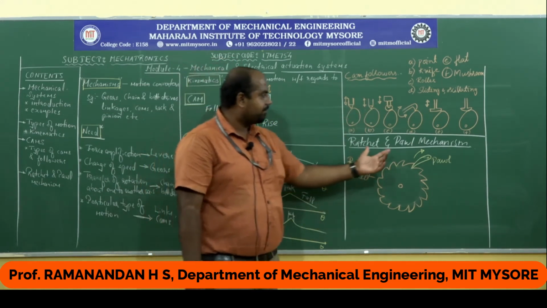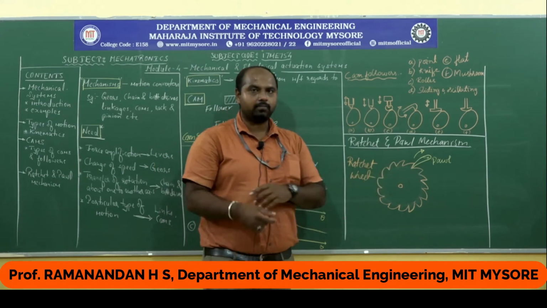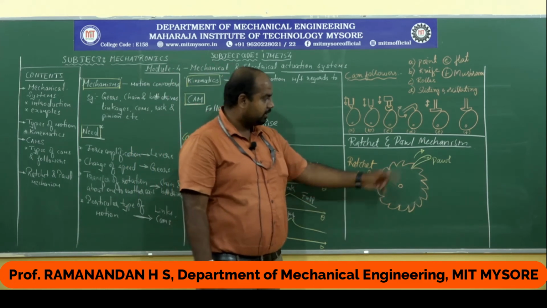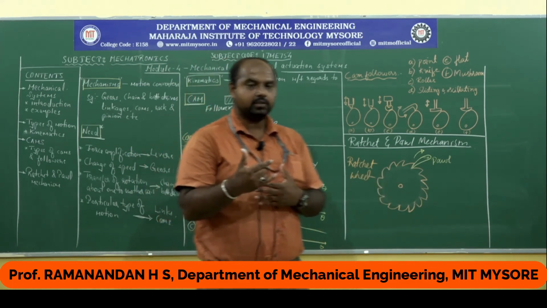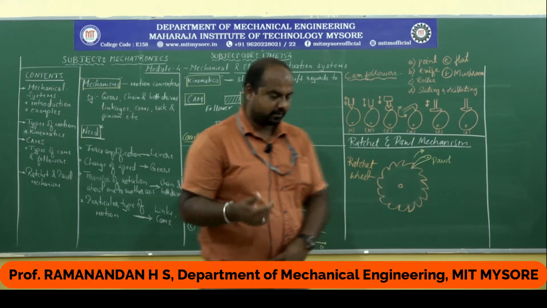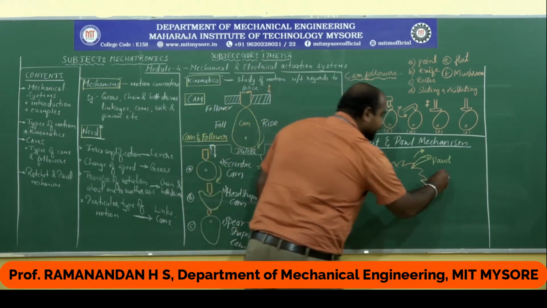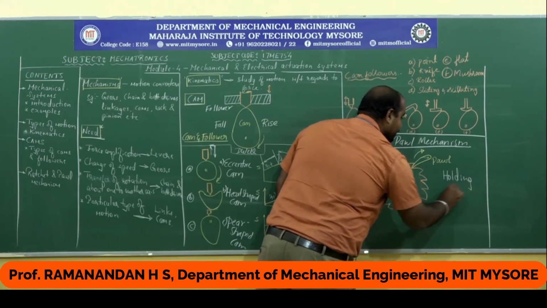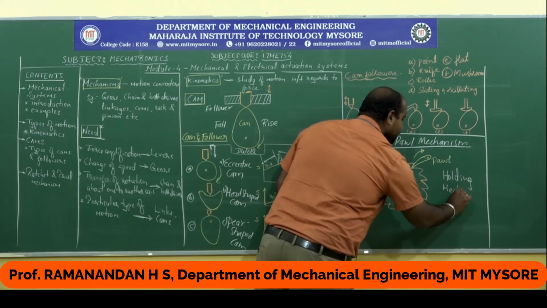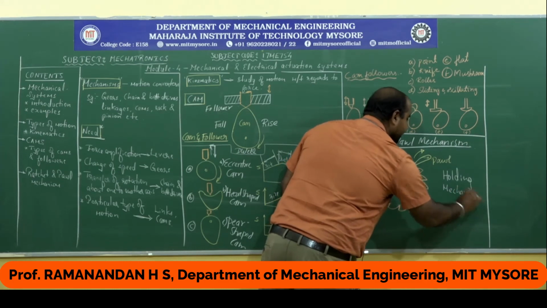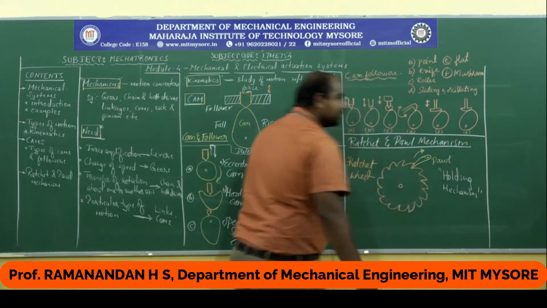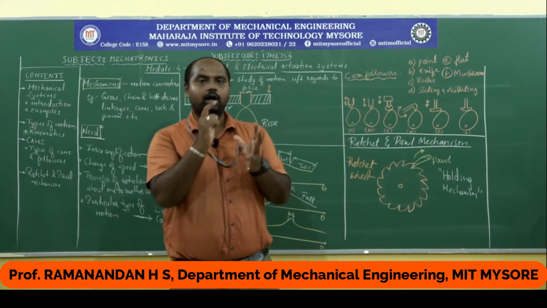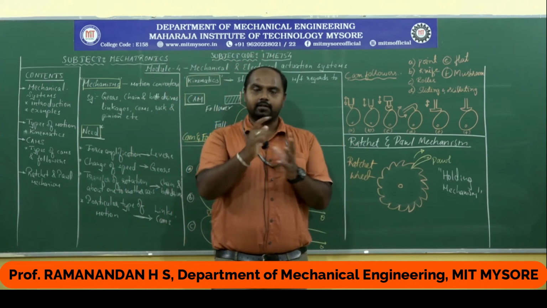So next, the second type of mechanism is the ratchet and pawl mechanism. Usually what it does is, it is a holding mechanism. So I want to block a reading, an analog reading.